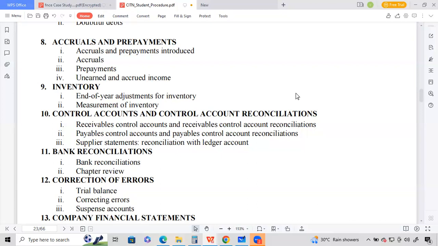Accrual is a liability. But when we say prepayment, prepayment is an asset. Accrual is a liability. So how do we treat accrual in our statement of profit or loss and other comprehensive income? How do we treat it in the statement of financial position? We are also going to be looking at that as well.